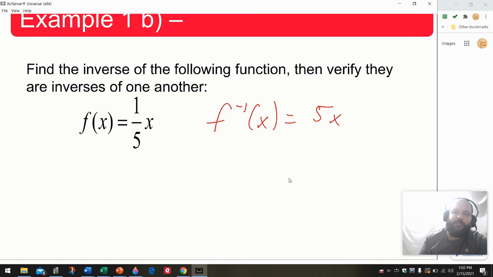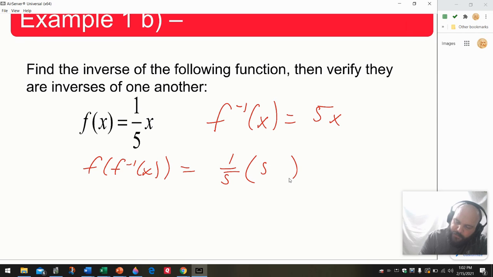So now that we have the inverse, we would compose both of those. So f of f inverse of x is equal to 1/5 x, but then the f inverse goes there. 1/5 and 5 is 1. It cancels, and we're just left with x.